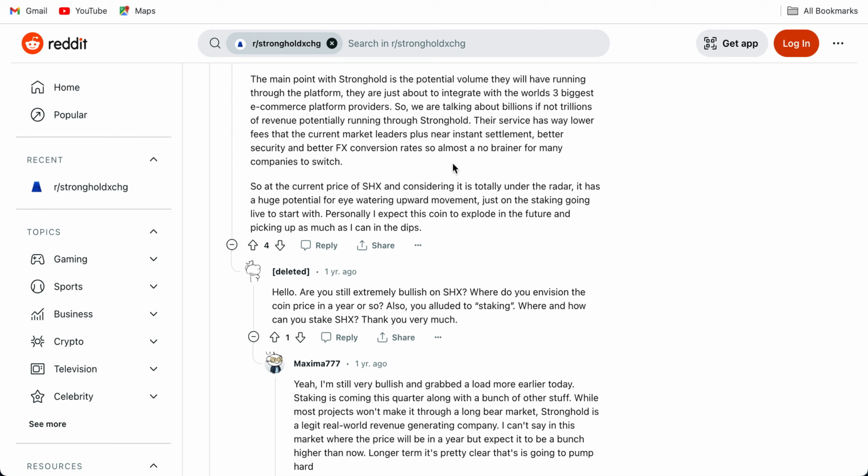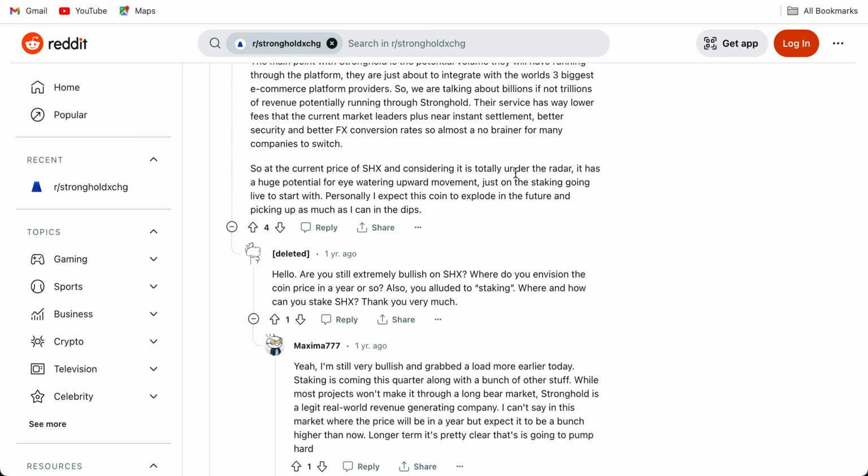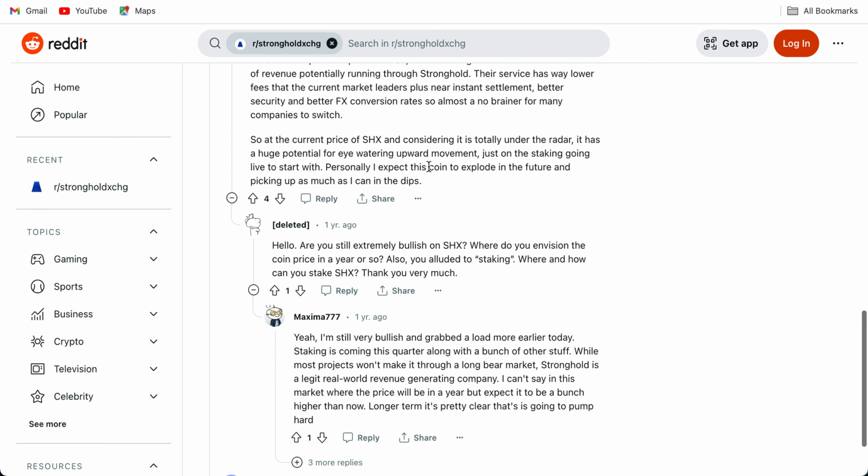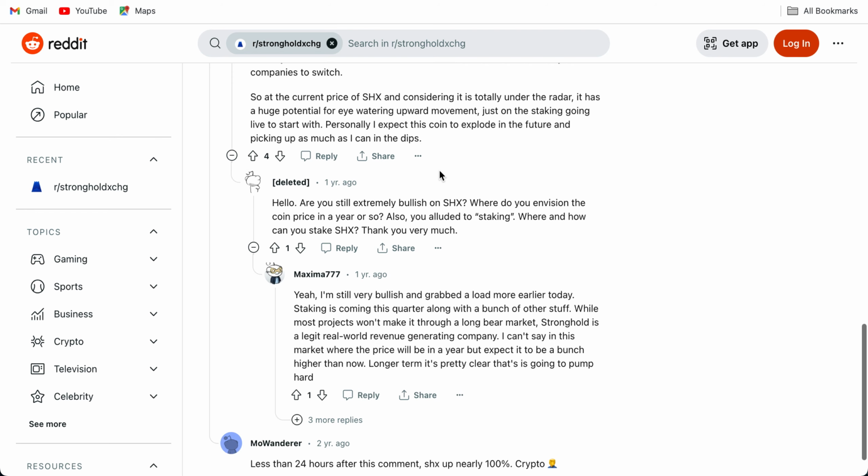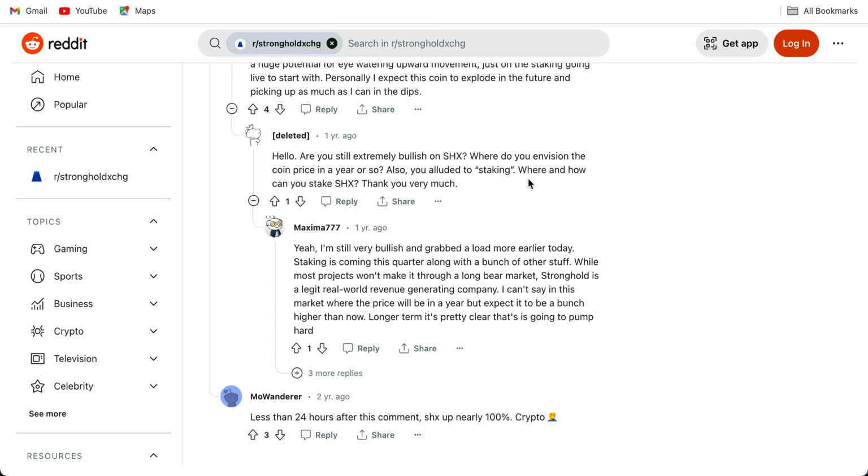So at the current price of SHX, and considering it is totally under the radar, it has a huge potential for eye-watering upward movement just on the staking going live. Okay. Yeah, I'm still very bullish and grabbed a load more earlier today. Staking is coming in the quarter along with the bunch.